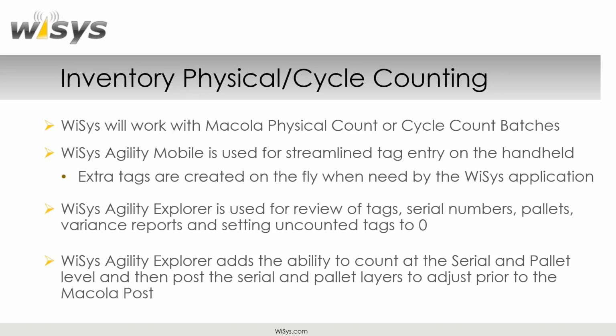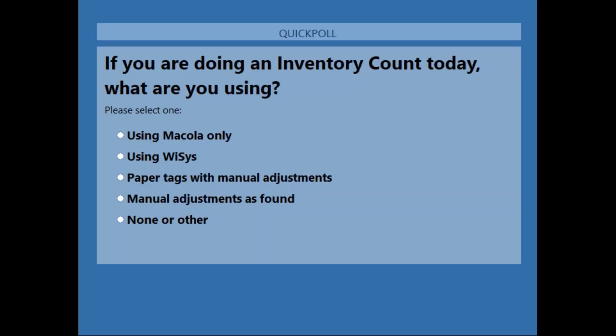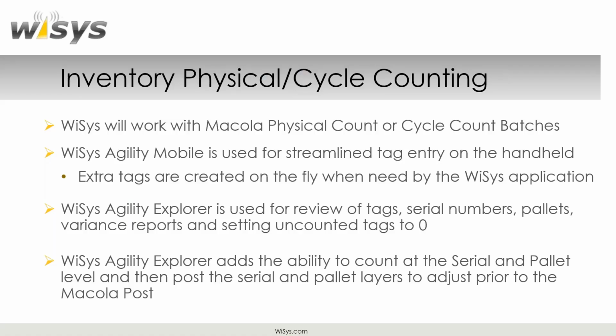I'm going to throw one more out here at you. If you're doing a cycle count, can you tell me how it is you're processing that? Are you doing it in Macola? Are you doing it in WiSys? Are you using paper tags and doing manual adjustments, or are you just adjusting them as you find them? Or right now you're not doing anything? All right, I'm going to go on ahead and close that poll.